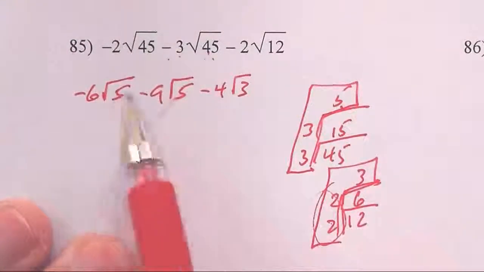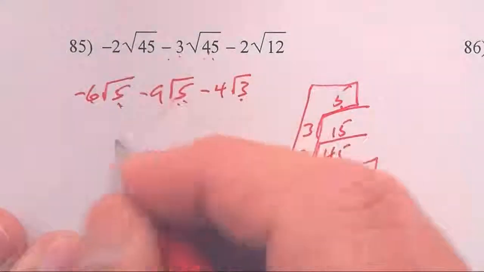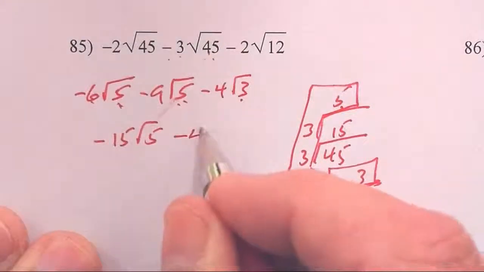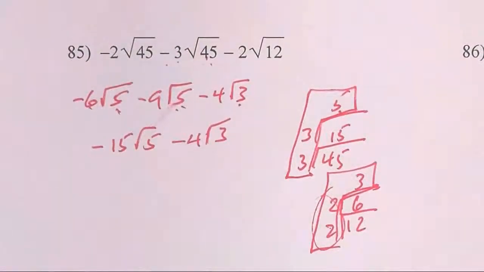Combine what we can combine. I've got apples and oranges. Negative 6 apples minus 9 apples, minus 15 apples and minus 4 root 3. Can't combine those. Okay.